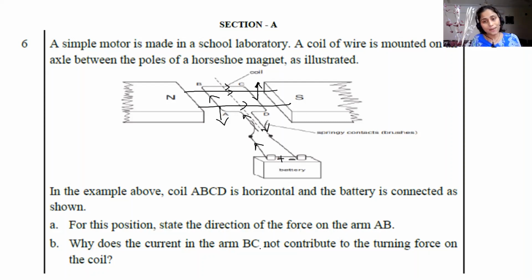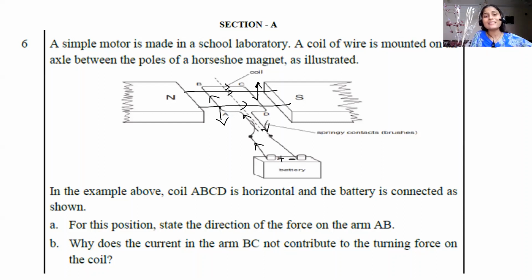Why does the current in the arm BC not contribute to the turning force on the coil? Obviously, there's a current flowing through this BC and this DA part also. So why is that not contributing? We have understood the question they are asking us. Now, why is that not contributing?